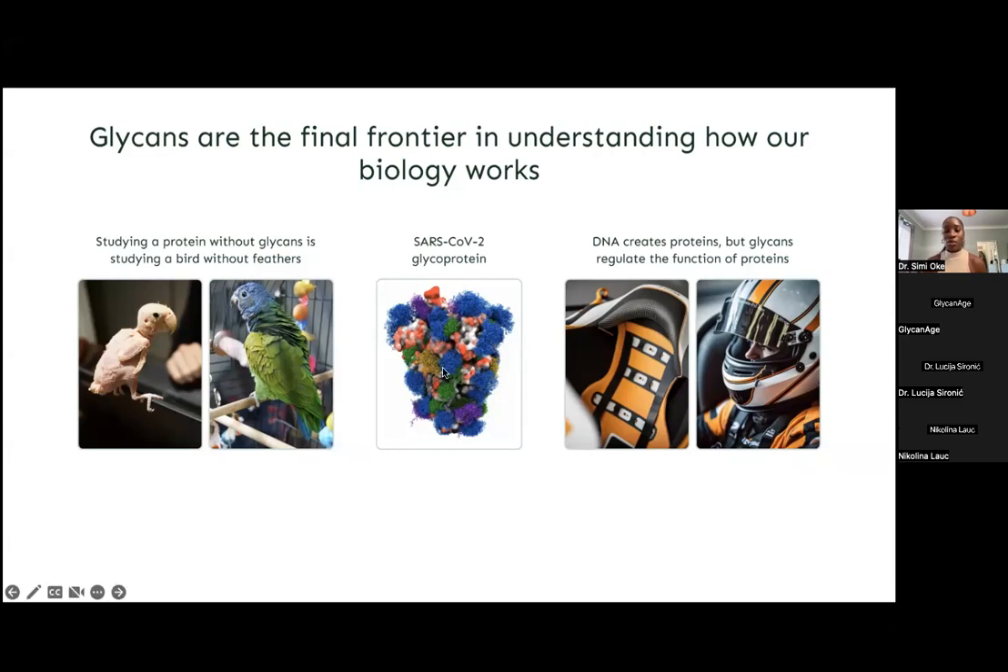And just as an example, you can see here the COVID virus, and the blue furry things that you see on its surface are actually the glycans. You can see they're very branched, highly specified changes in the features of the protein, which help it to function.